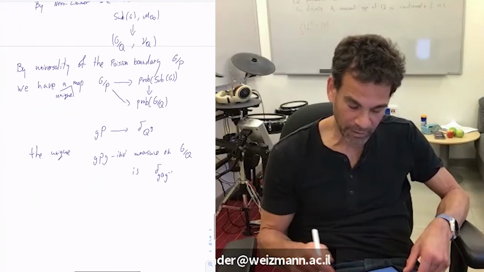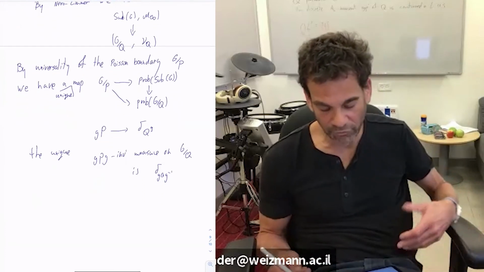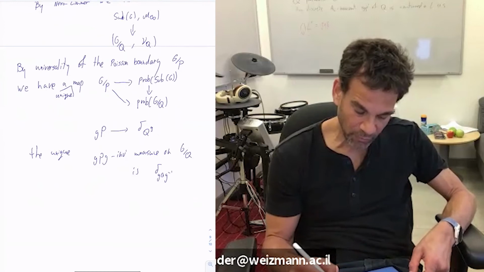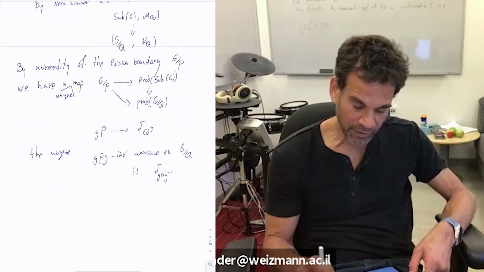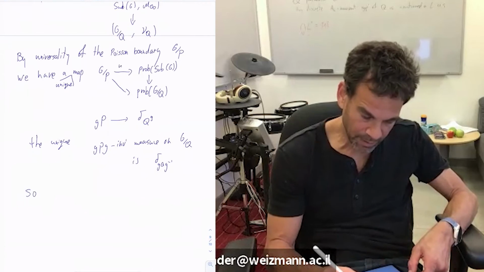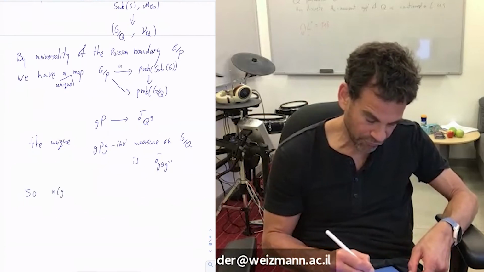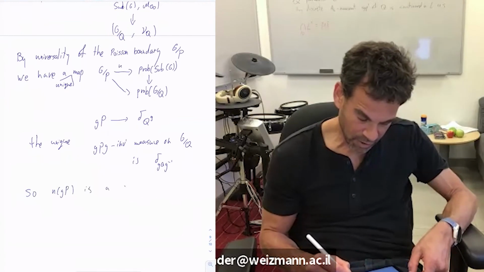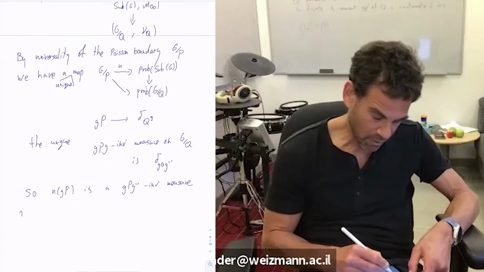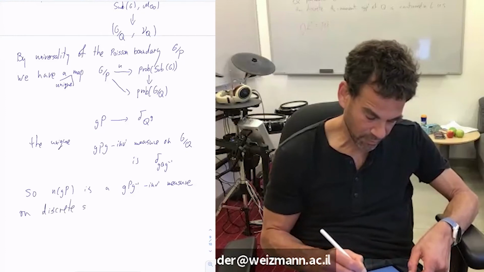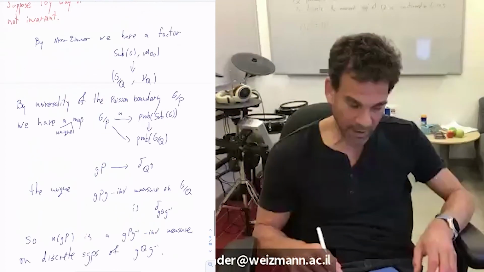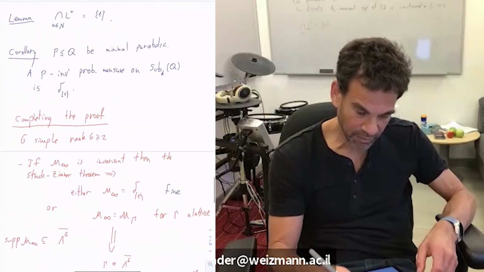So in particular, if you take a generic point with respect to the measure, suppose the generic point is P itself, we get a measure on a subgroup of Q, which is P invariant. So we get a discrete measure. So if we denote this map by N, N of gP is a gPg inverse invariant measure on a discrete subgroup of gQg inverse. And the lemma that we had before, or the corollary, says that there is no such measure.